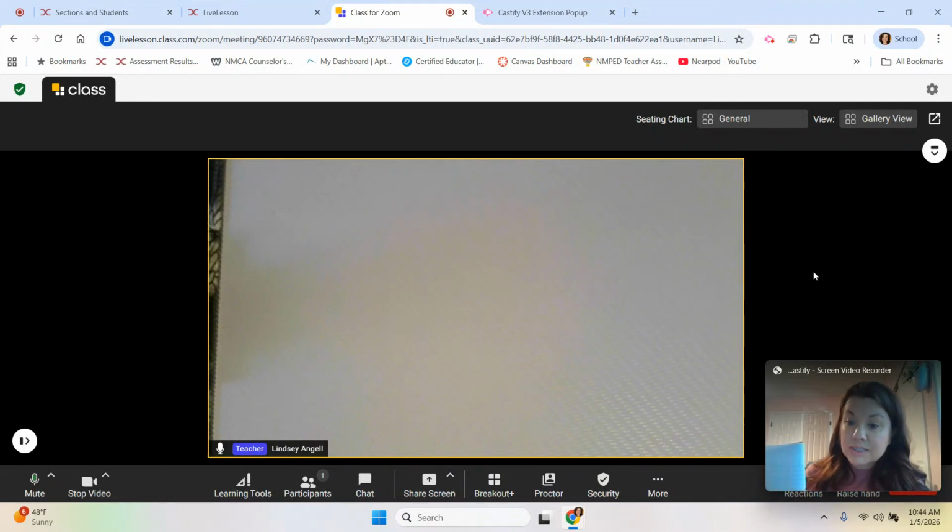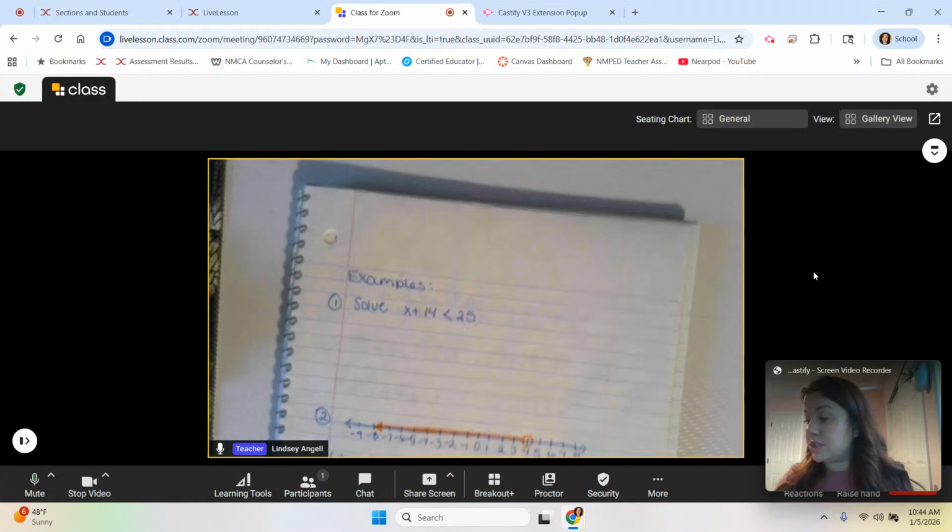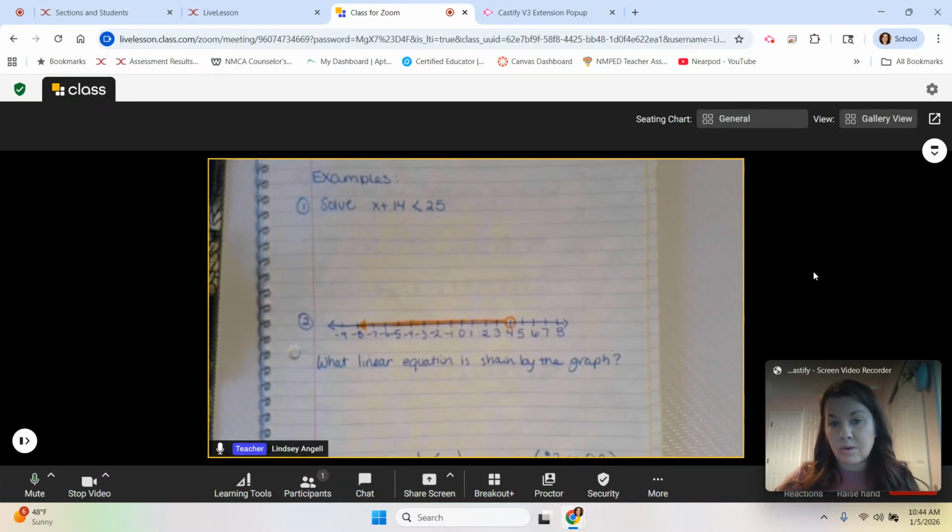So we're not only going to be solving them, we're also going to be graphing inequalities, which I like doing. I don't know why. For some reason, I think it's fun. And once you get the hang of it, it's not too bad.